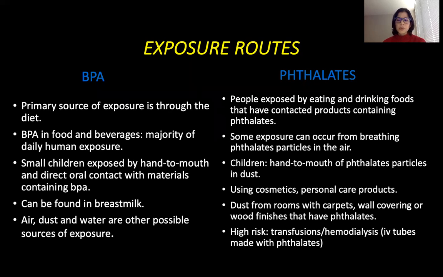Some other exposure can occur from breathing phthalate particles in the air. Children are also exposed by hand to mouth of phthalate particles in dust, using cosmetics, personal care products, and dust from rooms that have carpets, wall coverings, wood finishes. And high risk, especially people receiving transfusion or hemodialysis, as the IV tubes are made with phthalates.